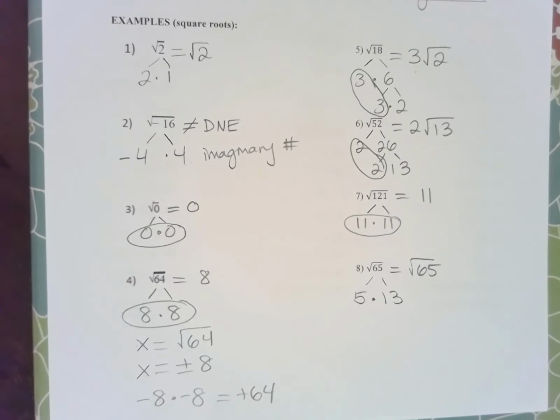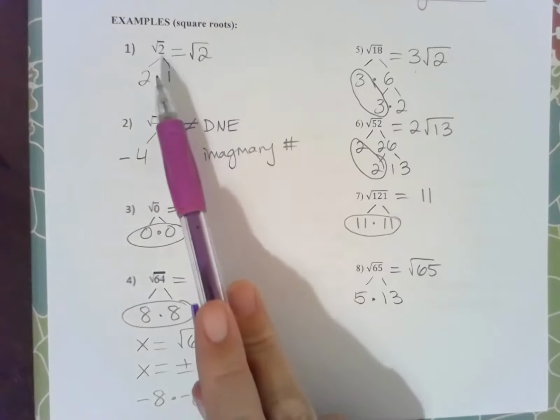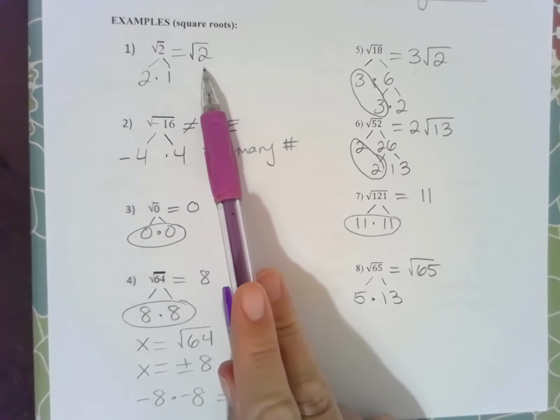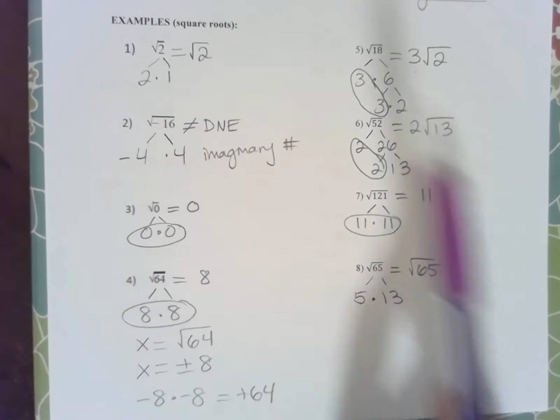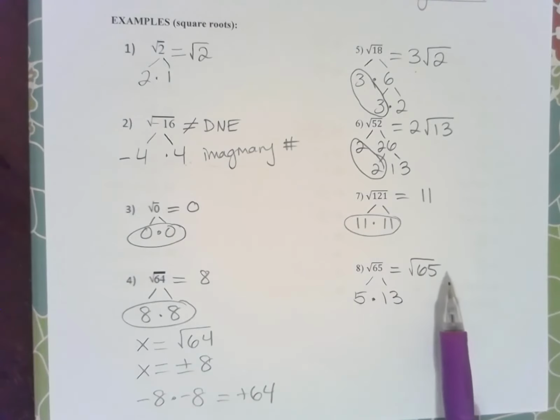For these examples, I want you to notice which square roots, which radicals stayed the same, and which radicals simplified a little bit further. So for example, the square root of 2 stayed as the square root of 2. And if you look at the square root of 65, it also stayed as the square root of 65.